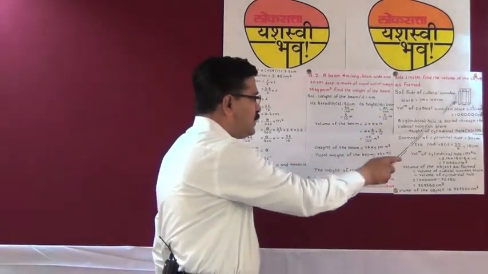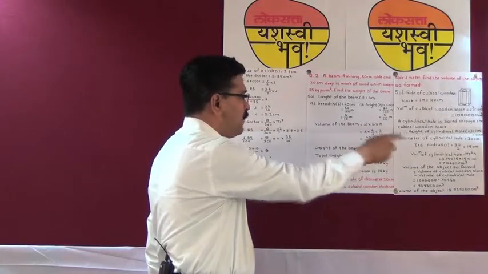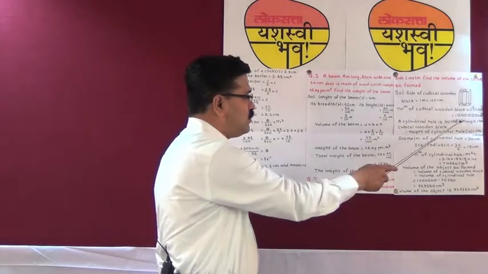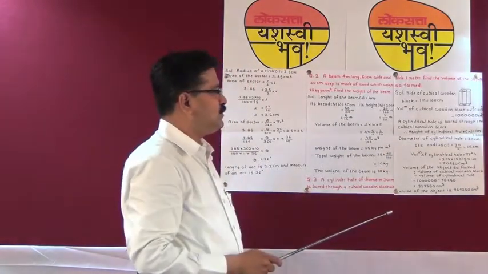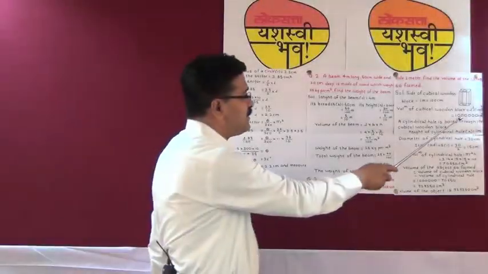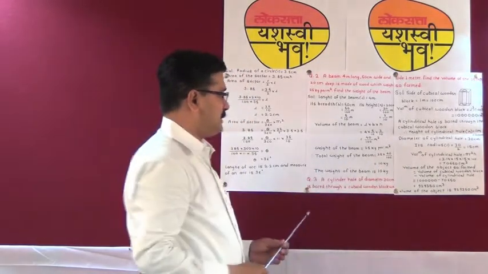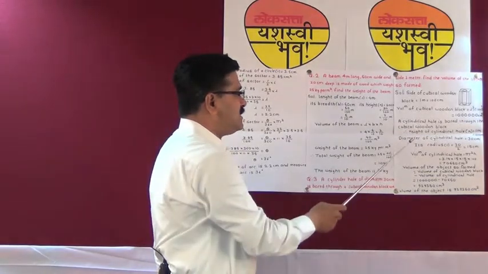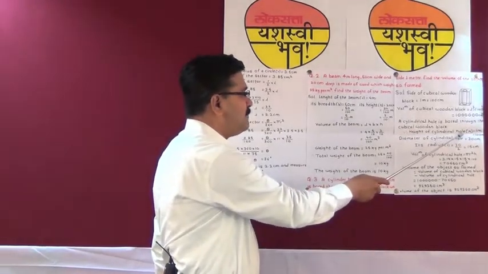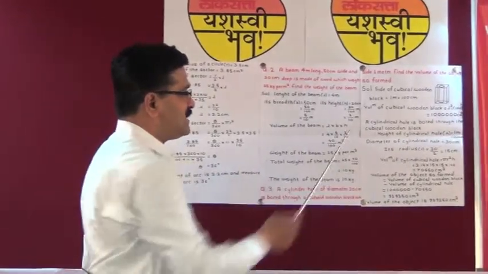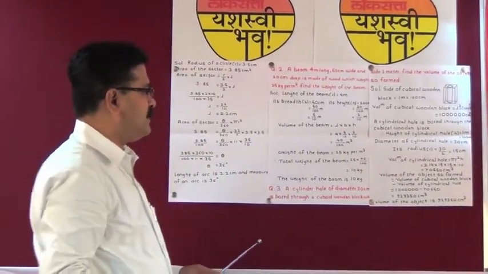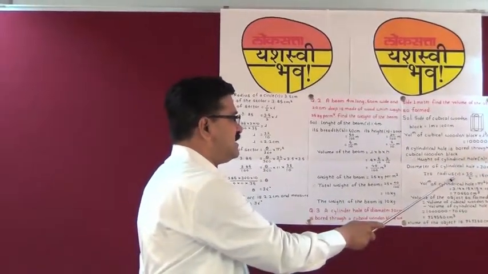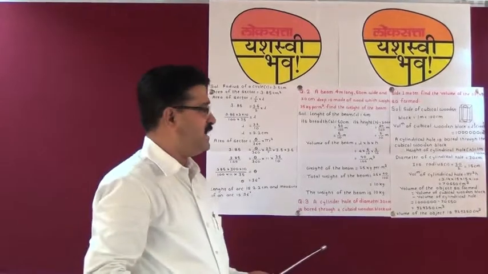We have to find the volume of a cubical wooden block by using the formula L cube, which comes out to be 100 cube, which is equal to 10 lakh cubic centimeter. A cylindrical hole is bored through the cubical wooden block. Therefore, height of cylindrical hole is equal to 1 meter, that is equal to 100 centimeter. Now, diameter of cylindrical hole is 30 centimeter. Its radius is 30 upon 2, which is equal to 15 centimeter.